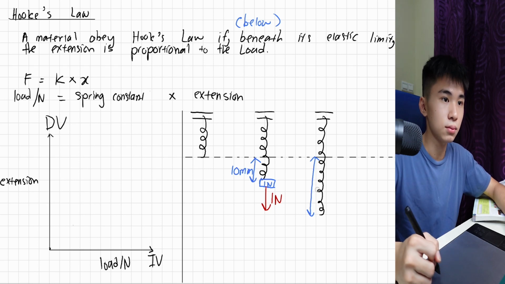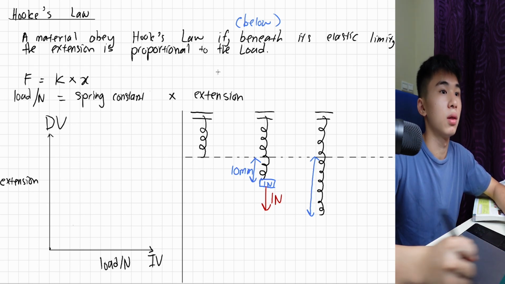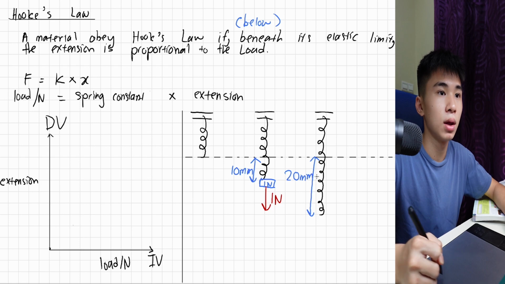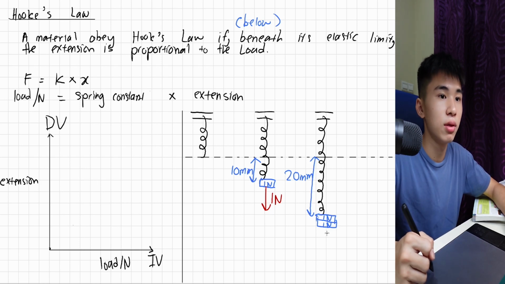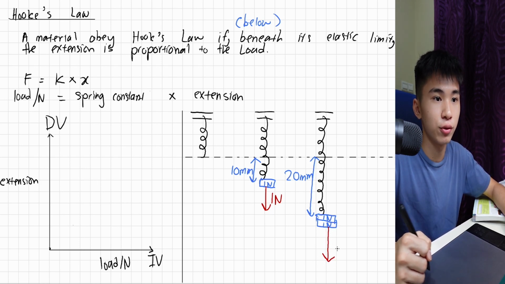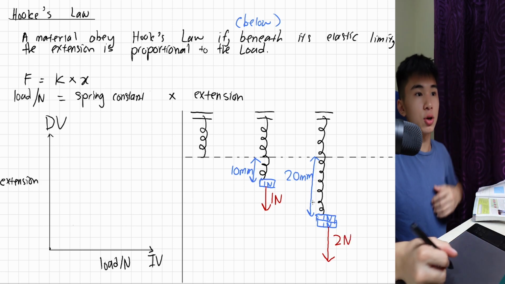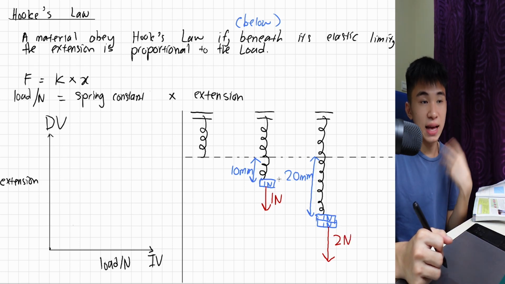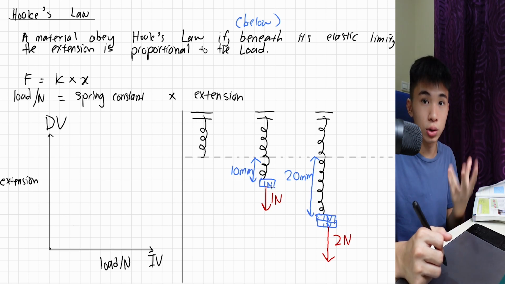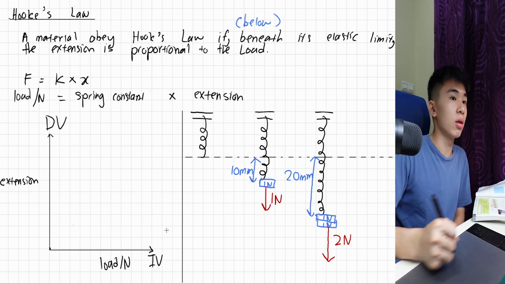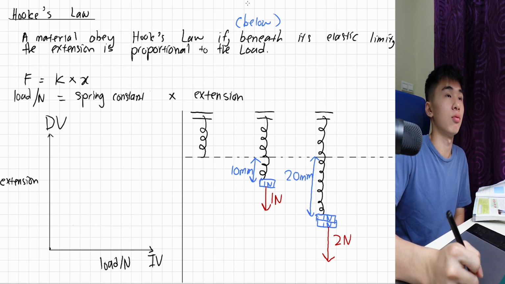So this is going to be 20 mm. And we have added 2 metal blocks, which is the total load, which is the total force pulling, will be 2 newtons. Okay, so more force, more extension, lesser force, lesser extension. That's how the formula works. So let's plot this into a graph. Let's see how it looks.